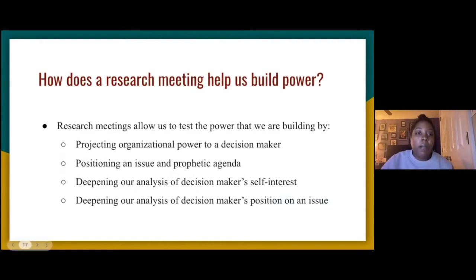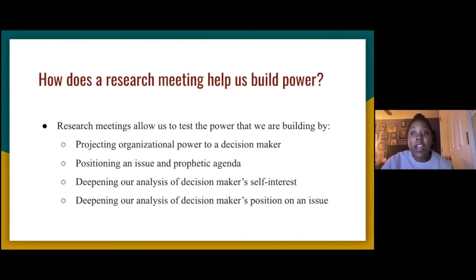A little bit about how research meetings help us build power. A couple things. One, it helps show our power to a decision maker. The fact that we can come into a meeting with more than one person talking about an issue shows something to someone on the other side of the table or the other side of the Zoom call. Two, it's the way that we root ourselves in an issue in our agenda, right? A lot of us here are people of faith, and we think that our faith has something to say about the way that laws and policies get made. And so research meetings are a way to communicate that to folks.